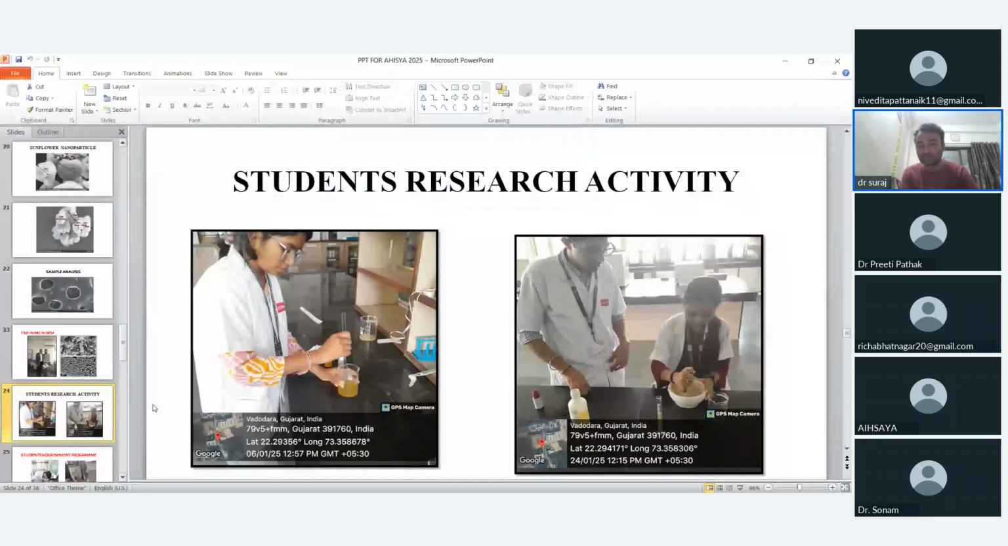Another one, these are our students of Jawaharlal Nehru Homeopathic Medical College, and they prepared helianthus nanoparticle in hydroalcoholic base, with mortar and pestle. When we do trituration, similarly they started preparing emulsion. So that is their project. So these are our first year students.